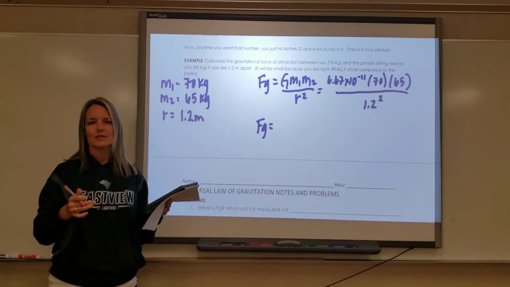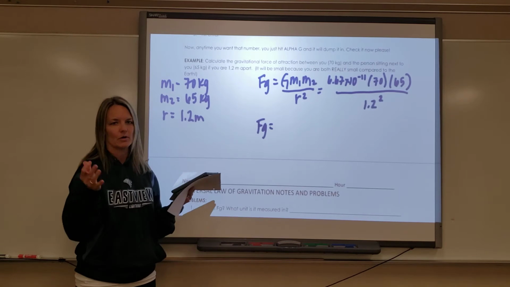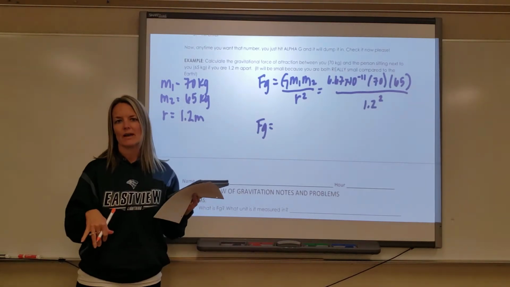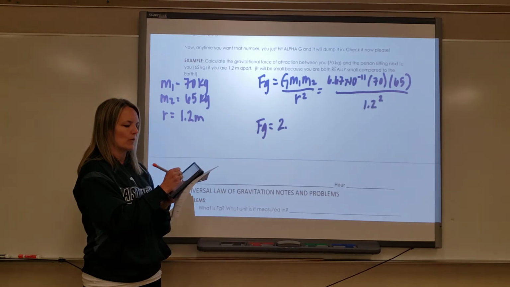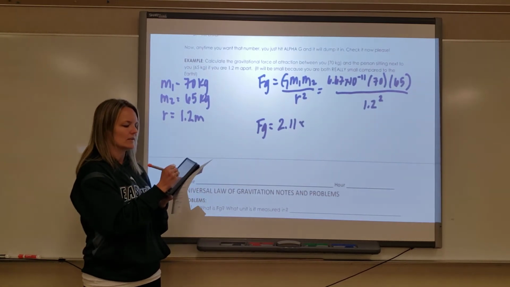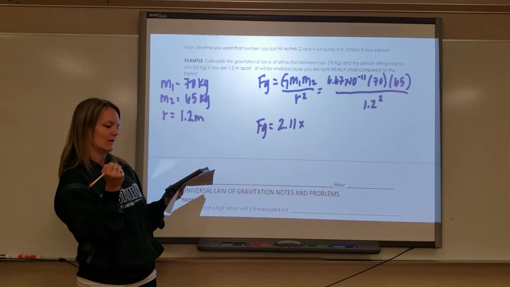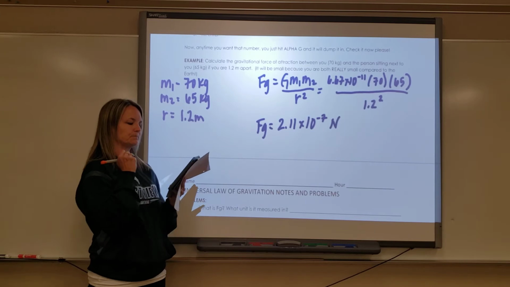It will come out one of two ways depending on what type of calculator you have. If you have a graphing calculator, it usually spits it back out to you in scientific notation. So it will be 2.11, and it'll have more decimals. I'm just cutting it off. And then it will say E negative 7, which means times 10 to the negative 7.